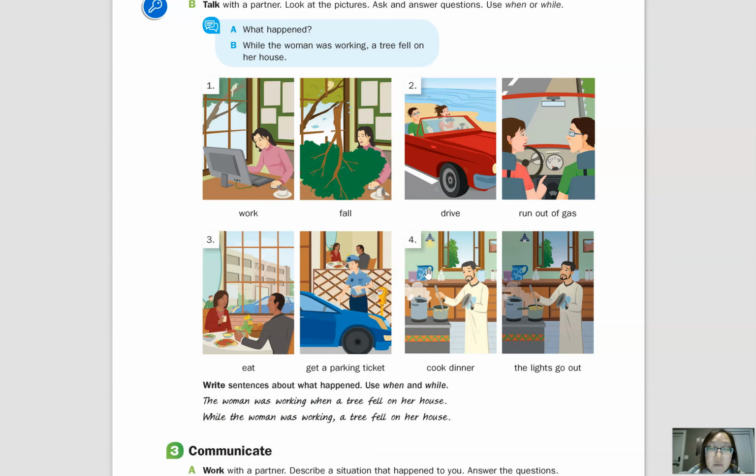Okay, so take some time to work on this activity, and you can pause the video and resume when you're finished.